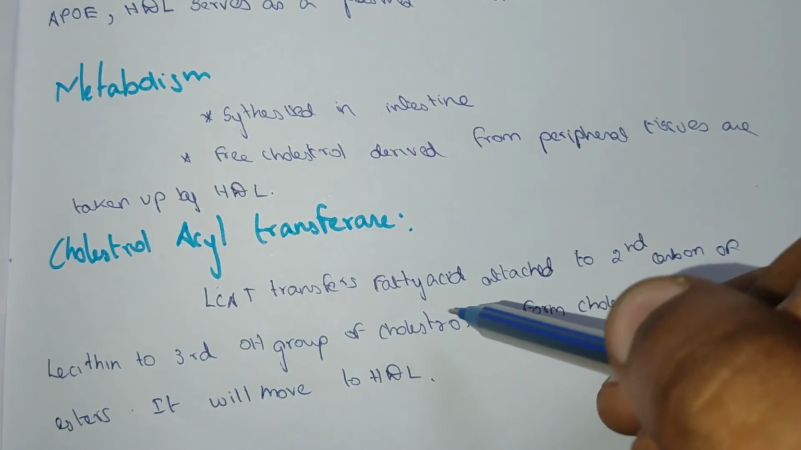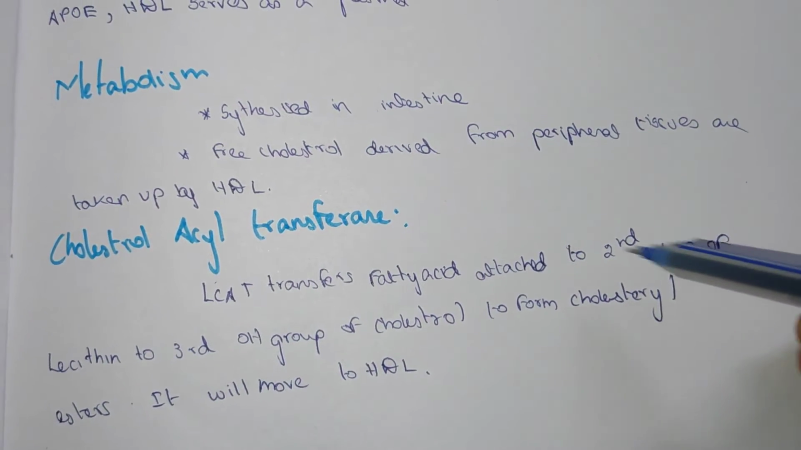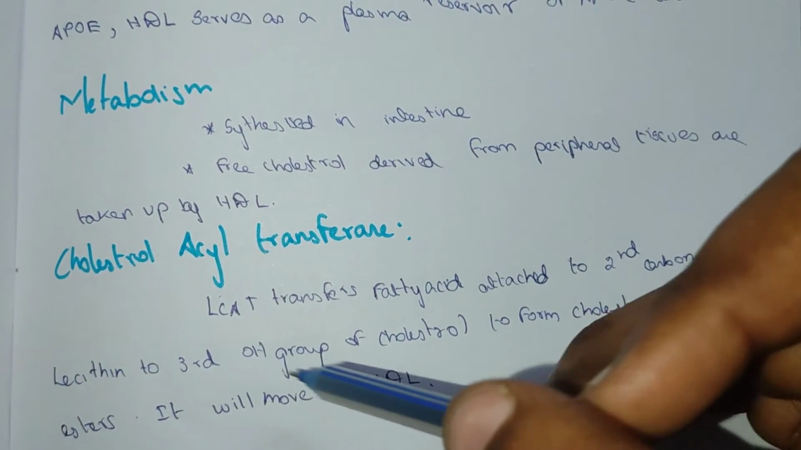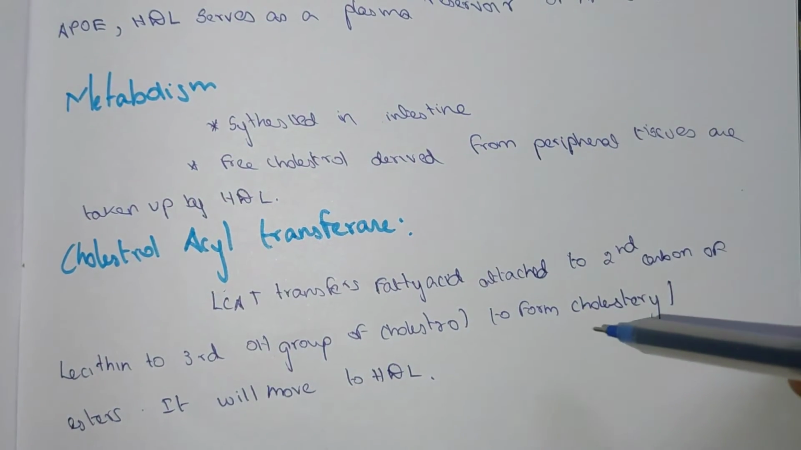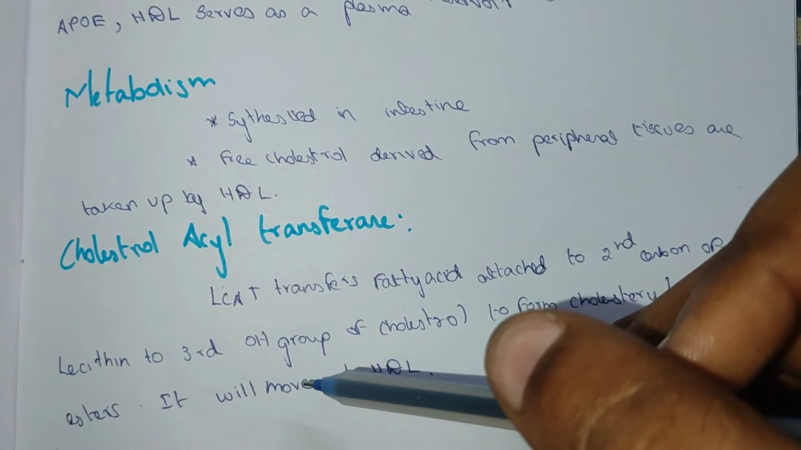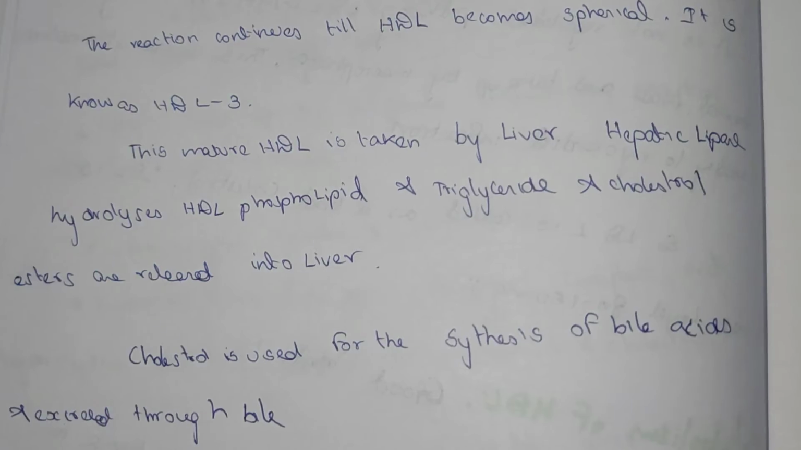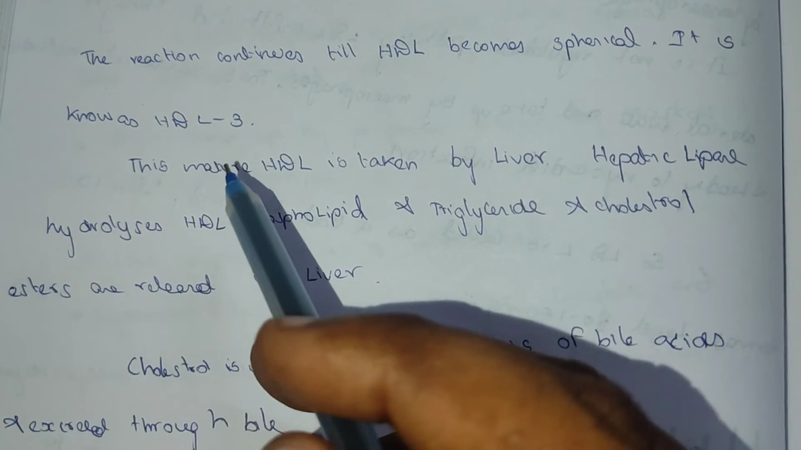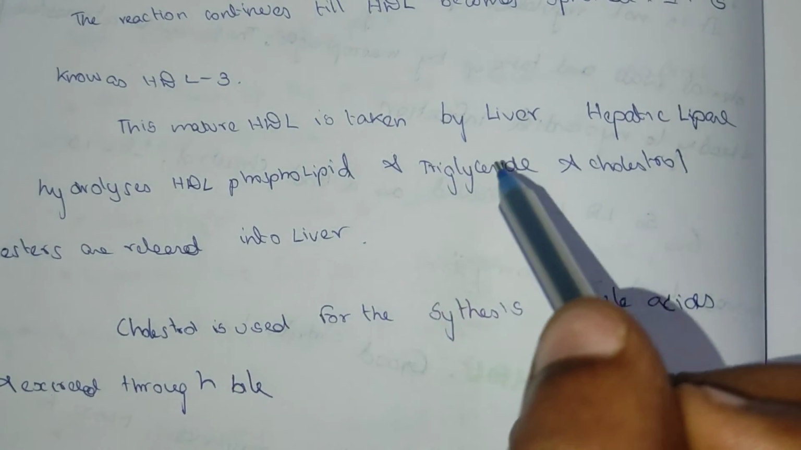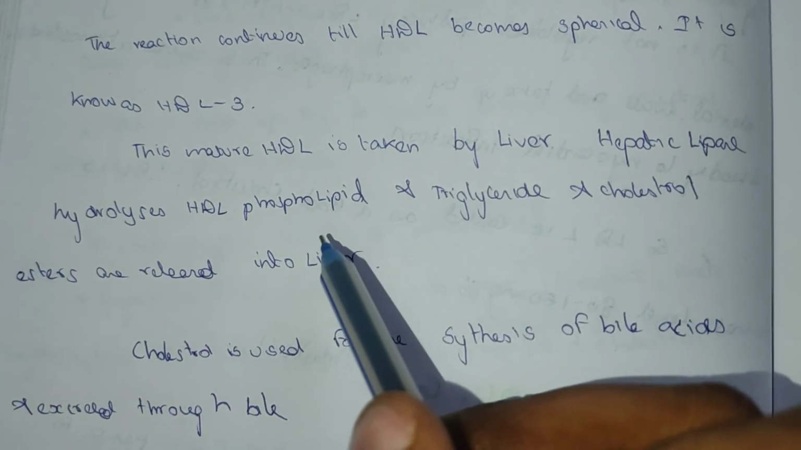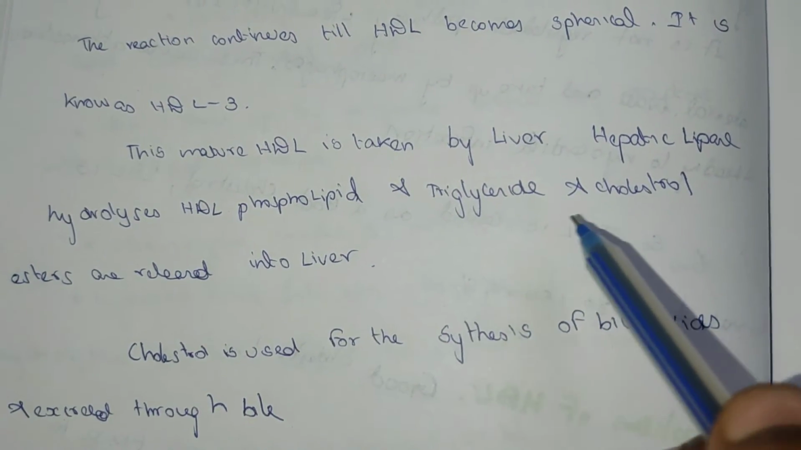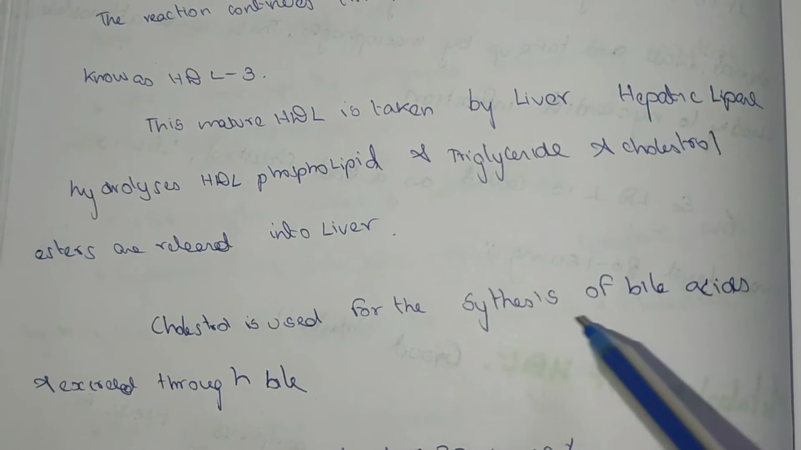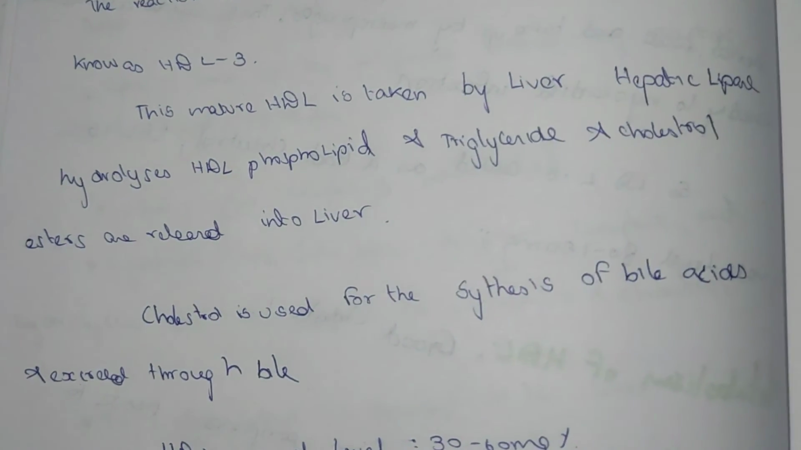The LCAT transfers the fatty acid attached to the second carbon of lecithin to the third OH group of the cholesterol. This forms cholesterol esters, and they move to the core of the HDL. The reaction continues till the HDL becomes spherical, and it is known as HDL3. This mature HDL is taken up by the liver, where hepatic lipase hydrolyzes the HDL phospholipid and triglyceride, and cholesterol esters are released into the liver. The cholesterol is used for the synthesis of bile acid and excreted through the bile.